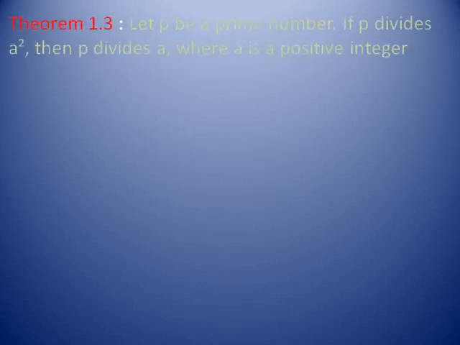Let us start with Theorem 1.3 given in your NCERT textbook. Let P be a prime number. If P divides A square, then P divides A, where A is a positive integer. This theorem has come one time in your examination, and also this theorem is helpful in solving other questions. As we have seen in the fundamental theorem of arithmetic, any composite number can be written as a product of primes, so we will apply it for A and we will find the prime factors of A.